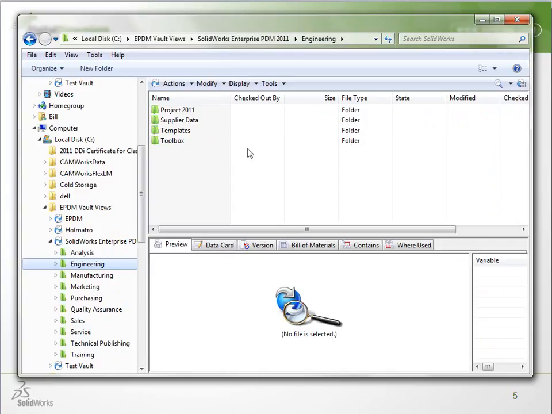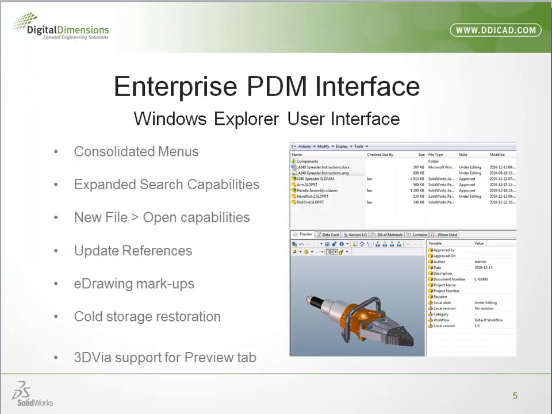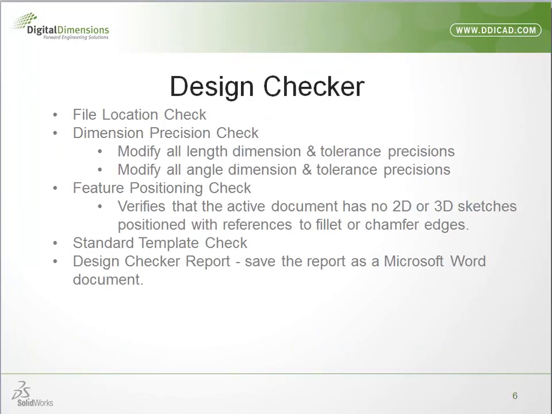So then the next thing to show is what's new in Design Checker for 2011. The Design Checker comes with SOLIDWORKS Professional and Premium, and it allows you to run design checks or to check for standardization on drawing files, parts, assemblies, and so on.